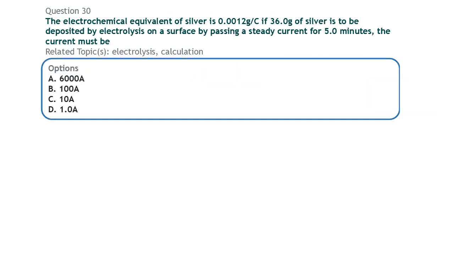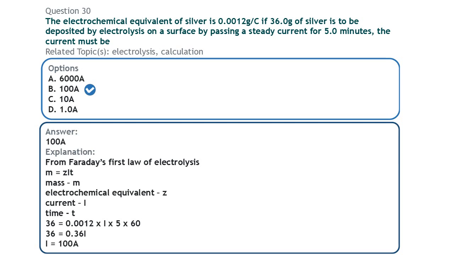Next, on electrolysis, the electrochemical equivalent of silver is given as 0.0012 grams per coulomb. If 36.0 grams of silver is to be deposited by electrolysis on a surface by passing a steady current for 5 minutes, the current must be. So we recall from Faraday's law that m is equal to ZIt. That is, the mass of the element deposited is equal to Z, the electrochemical equivalent, times I, the current, times the time.